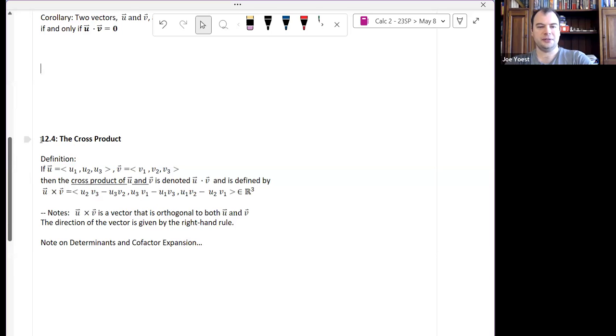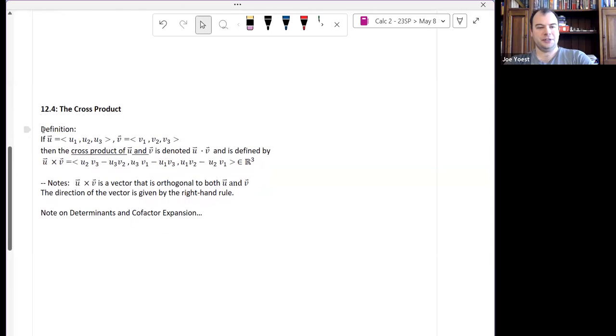Moving on to the cross product. So the definition of the cross product, again, we have two vectors, both in R3, and that is fairly important for the cross product that there are three-dimensional vectors. If u bar is u1, u2, u3, and v bar is v1, v2, v3, then we say the cross product of u and v. I have a typo there. The cross product of u and v is u cross v. And we define it as follows.